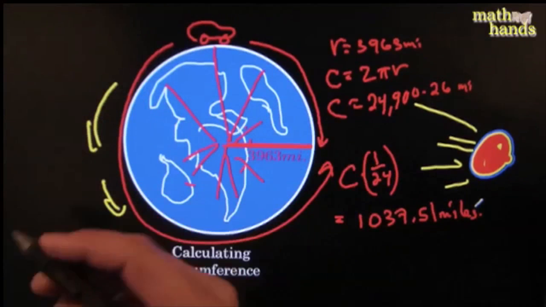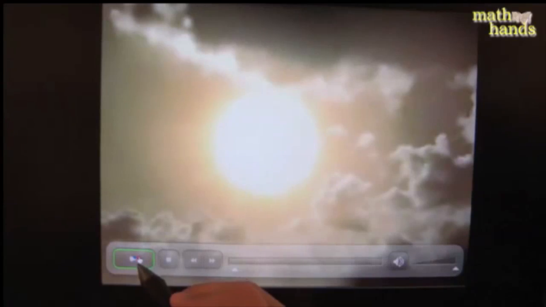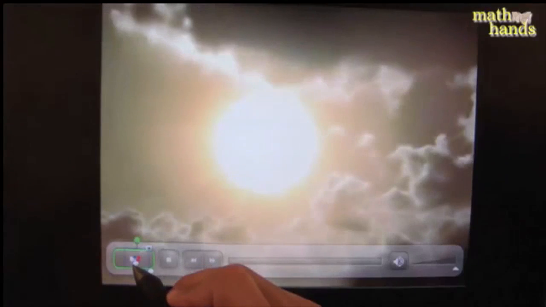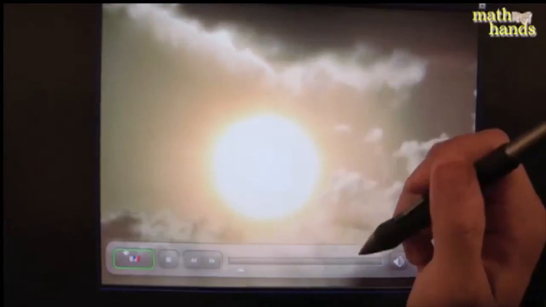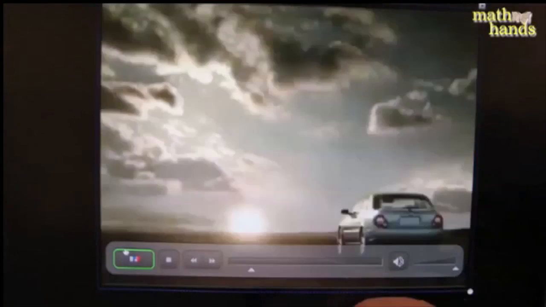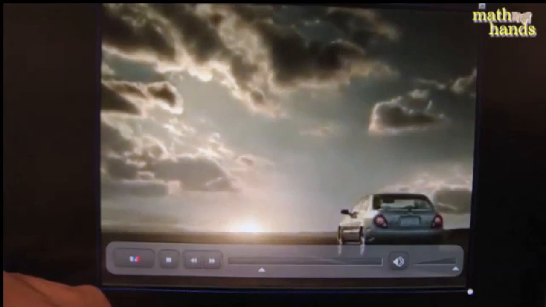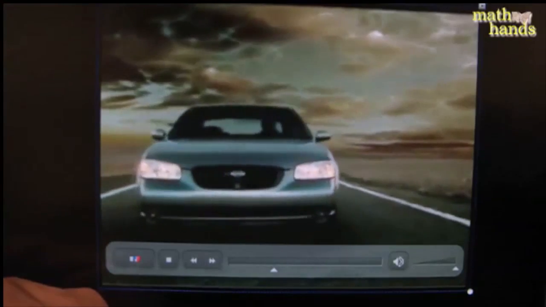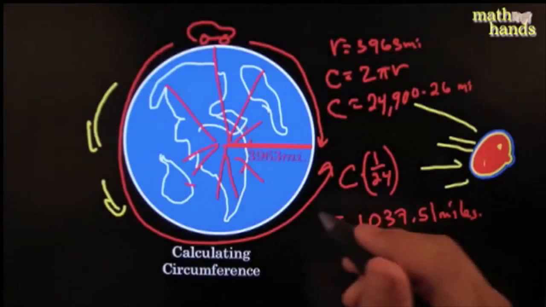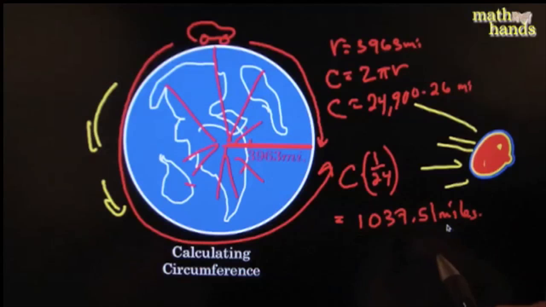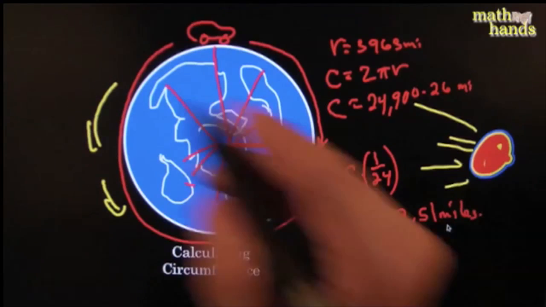Or said differently, if you want to drive and keep up with the sunset, you would have to drive at roughly 1,037 miles per hour. Pretty interesting, huh? I think I'm gonna try that one of these days.